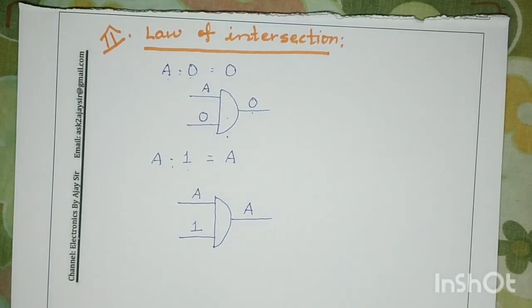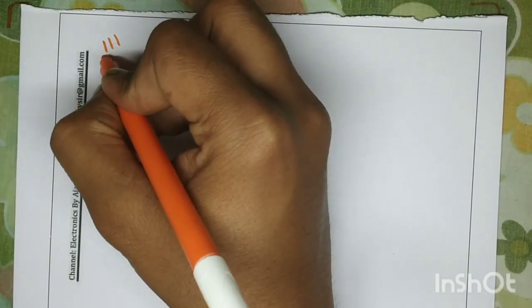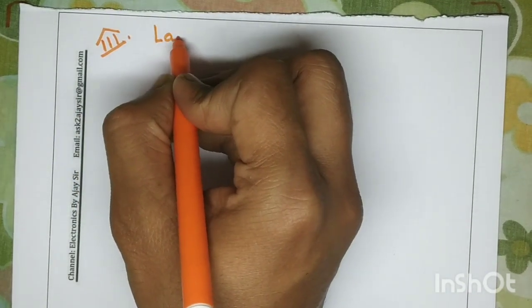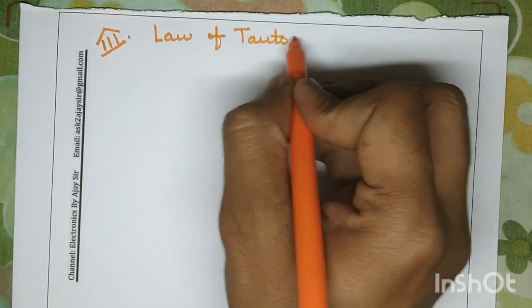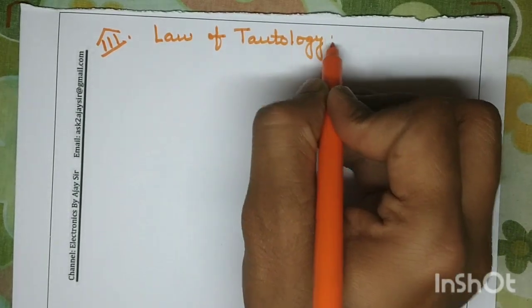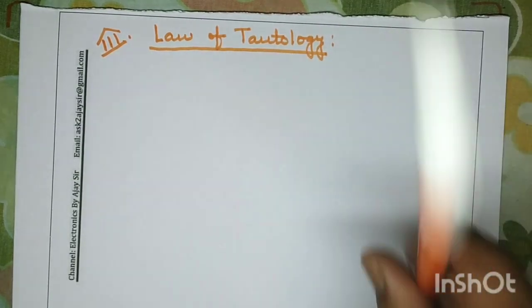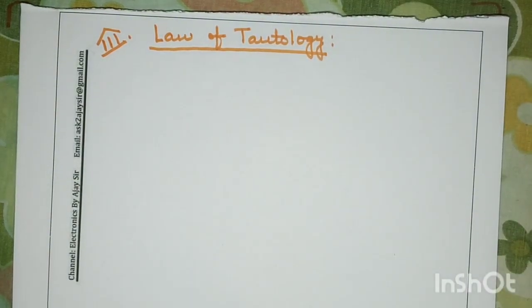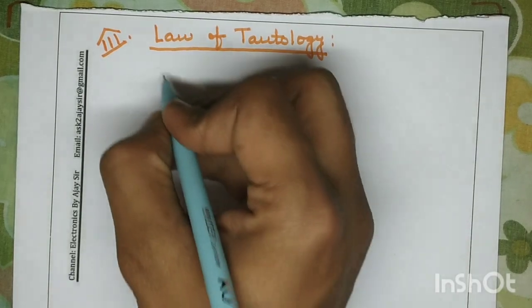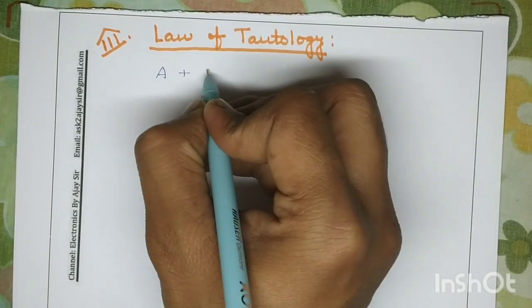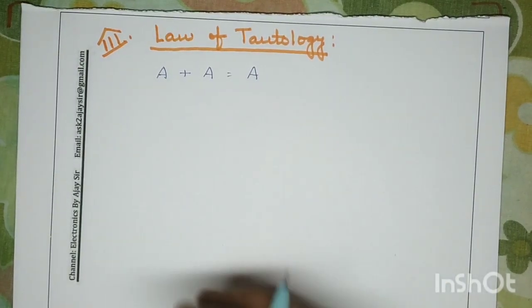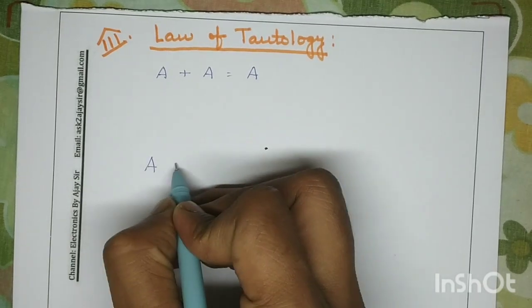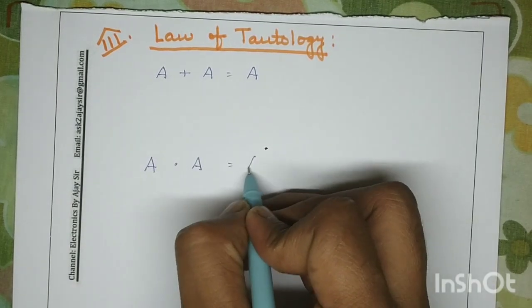Okay. The third law, it is called the law of tautology. In the law of tautology, again we have two laws. It is a plus a is equal to a, and the other law is a dot a is equal to a.